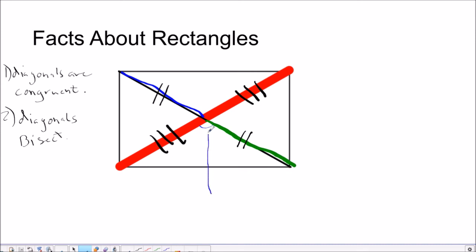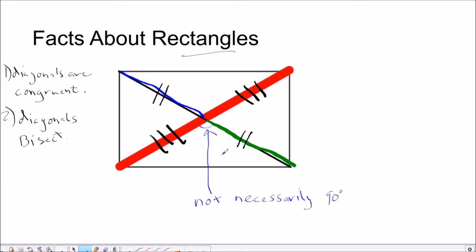So I'm going to make a little note here for myself. If I have a rectangle, I'm going to say that's not necessarily 90. It could be, but then it'd be a square. So I'm going to say not necessarily 90 degrees, because it might be, but we don't know that.